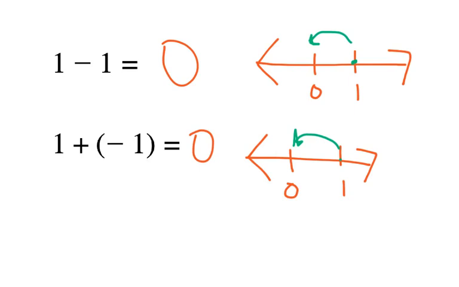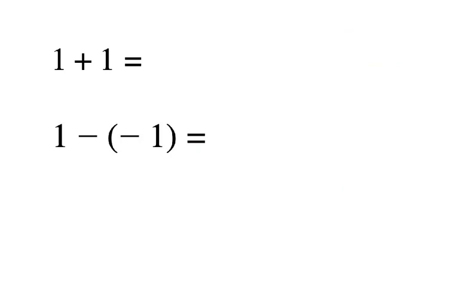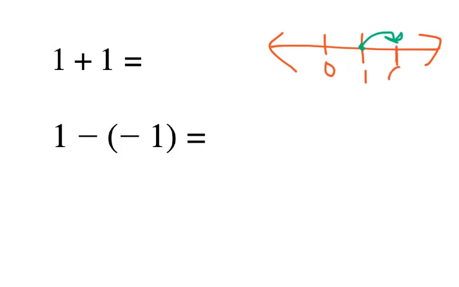And another thing that's helpful for us is to think about how subtraction might end up looking like addition. So, for example, if I have 1 plus 1 on our number line again, if I've got 0 and I start at 1, but then I'm going in the positive direction 1. Well, where would I end up with that? I would end up at positive 2. So my answer is positive 2.